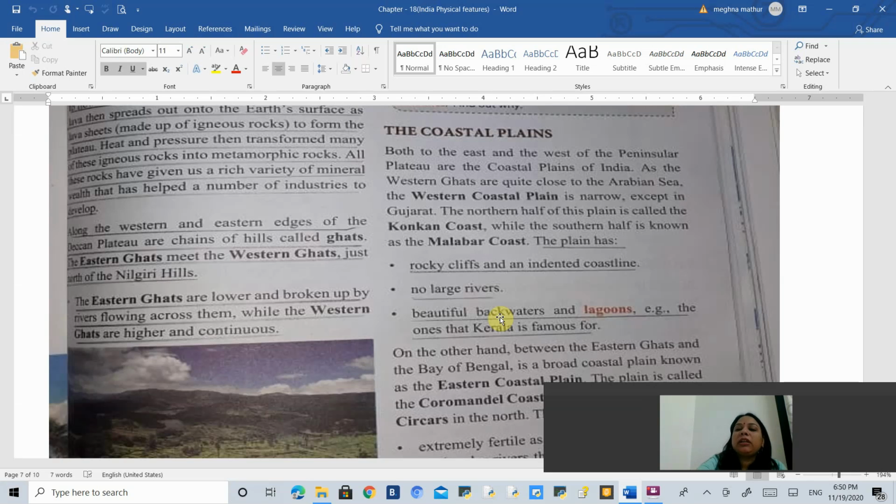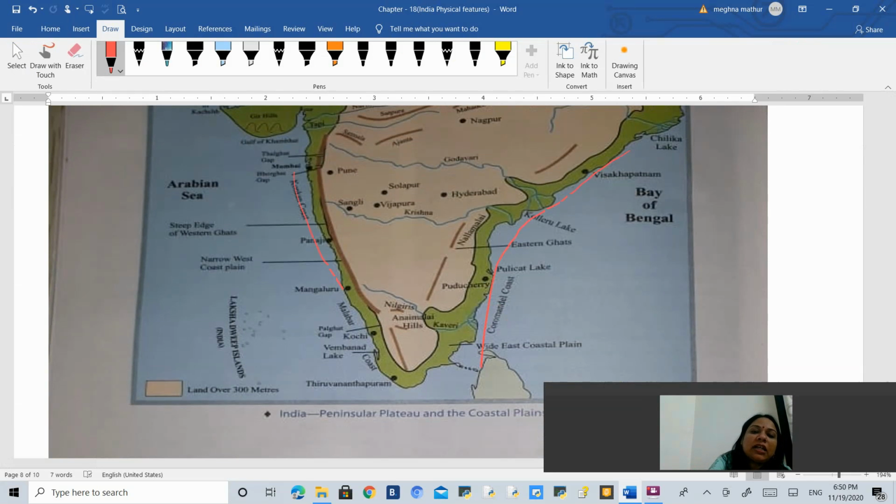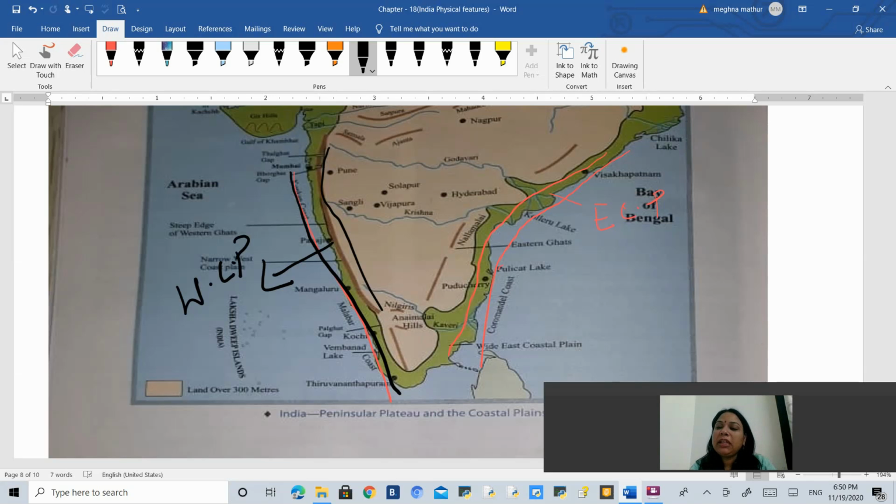Now, what is a coastal plain? You can see in this diagram, this is the peninsular part of India, and this is the Eastern Ghats line, and this is the Western Ghats line. The area between the Eastern Ghats and the plateau is called the coastal plain area. This is the coastal plain area of the eastern side, the eastern coastal plains. And the area between the Western Ghats and the sea is the western coastal plains. So you can say that the coastal plain area near the Eastern Ghats is the Eastern Coastal Plain, and the Western Coastal Plain is the one near the Western Ghats.